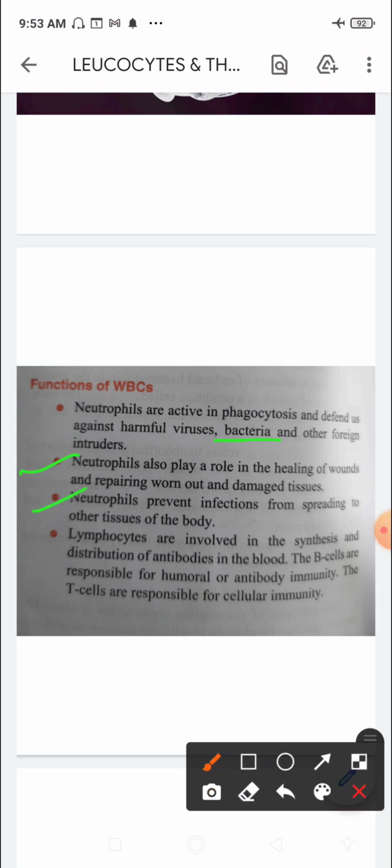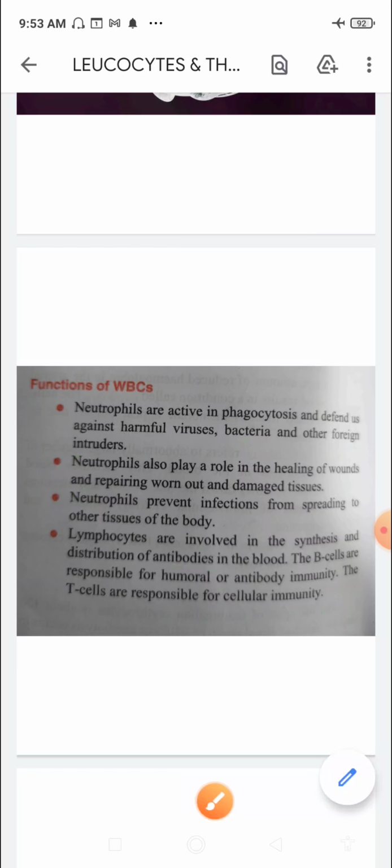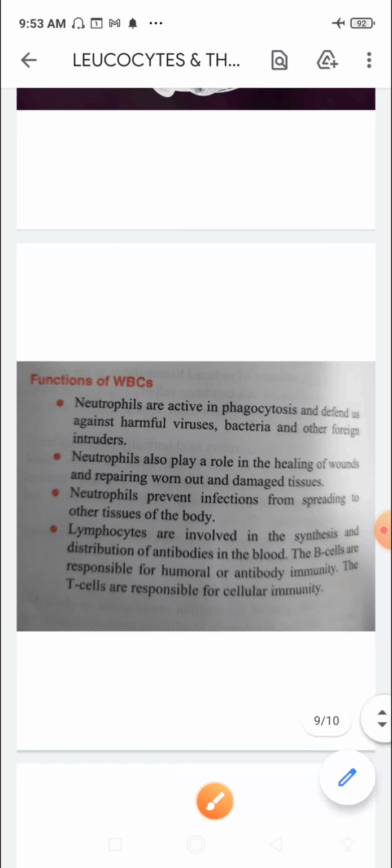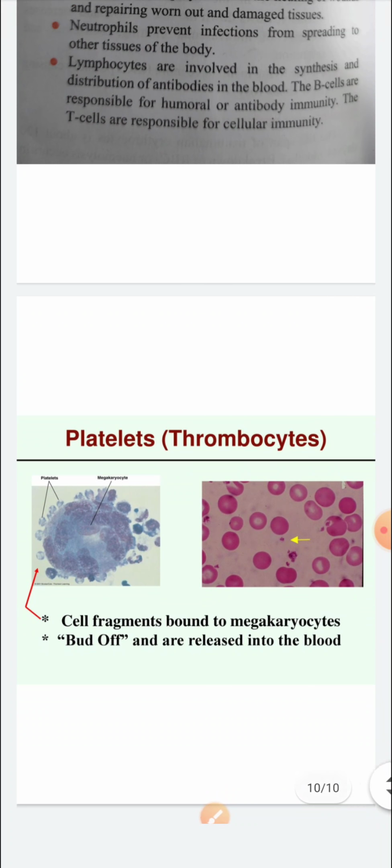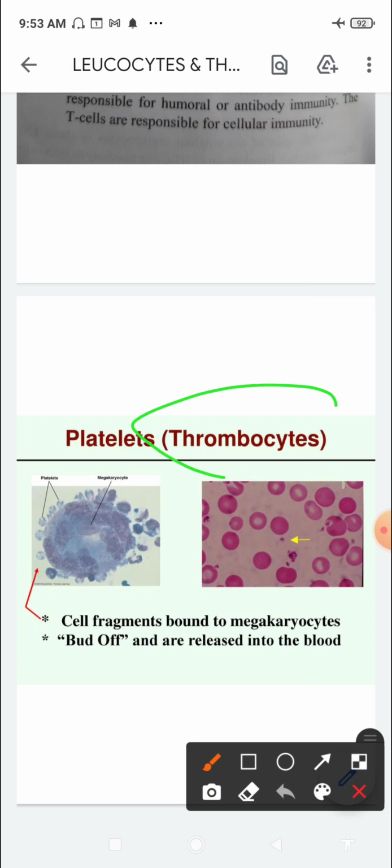Lymphocytes are involved in the synthesis and distribution of antibodies in the blood. B cells are responsible for humoral or antibody immunity, and T cells are responsible for cellular immunity, to bring about immunity. So, that is about the WBCs, and we move on to the third type of formed elements, which are the blood platelets, also known as the thrombocytes. So what are these thrombocytes or blood platelets?